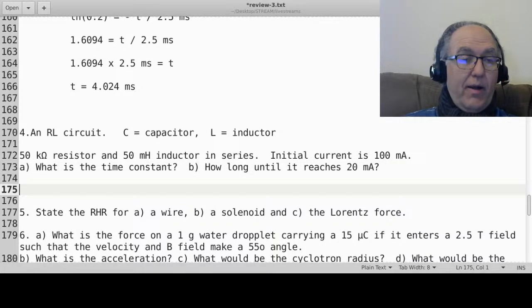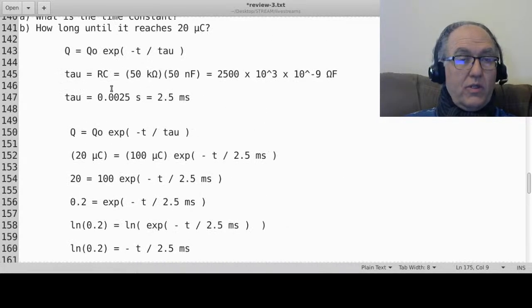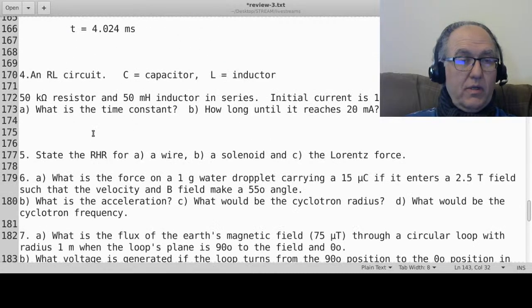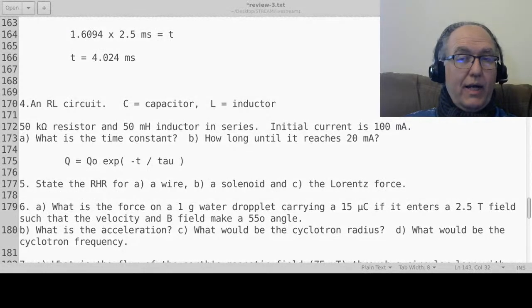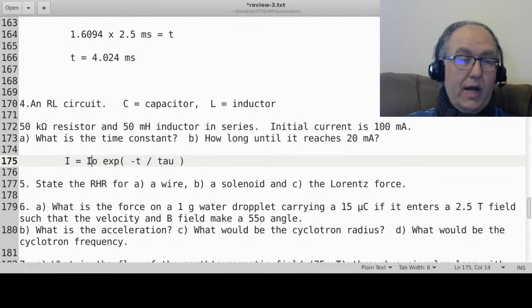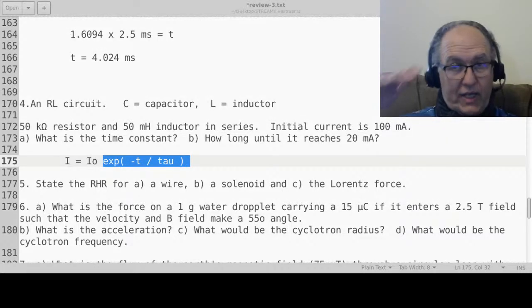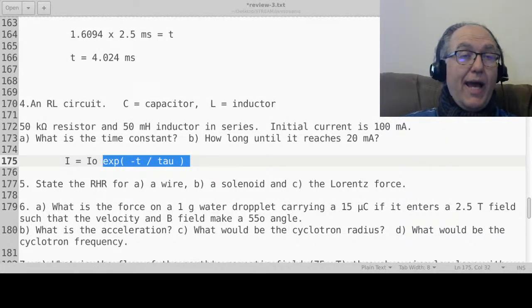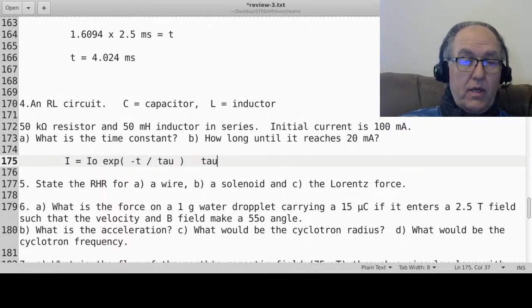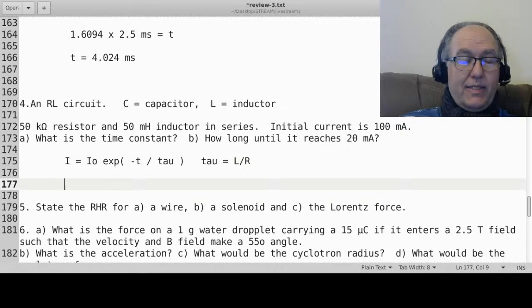The formula here looks an awful lot like this one, except that when we're talking inductors, we're not talking stored charges, we're talking currents. The current at any given time is equal to the initial current, I naught, multiplied by the exponential decay factor. And tau, in this case, is not RC because we don't have a C here. It is L divided by R. That is the time constant for an RL circuit.